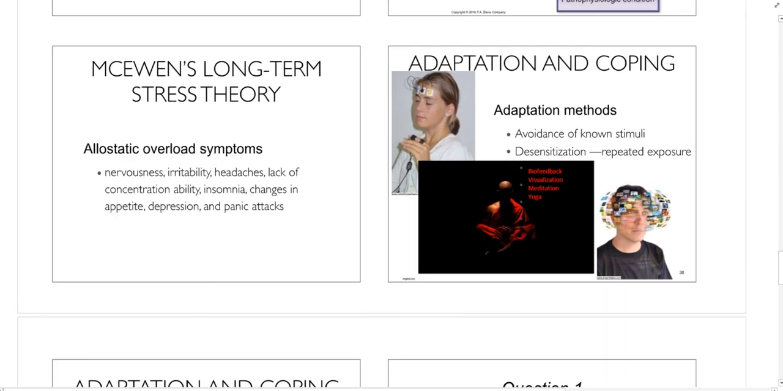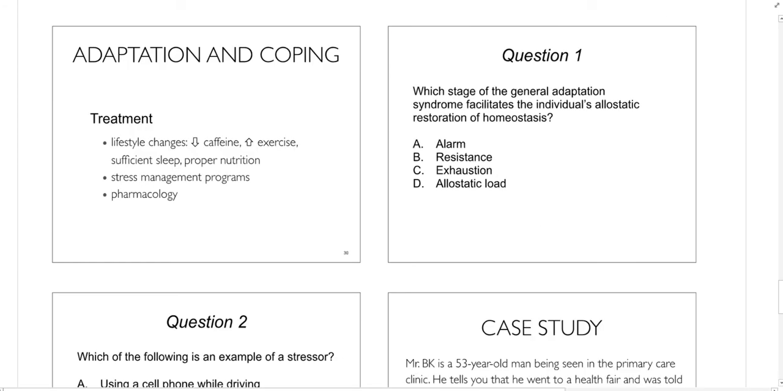Some of the symptoms of allostatic overload include things like nervousness, irritability, headaches, lack of concentration ability, insomnia, changes in appetite, depression, panic attacks. And there are a whole host of adaptation methods. These are a few of them. Some of the things that we can do when at a point of extremely high stress is that we can reduce our caffeine intake, increase our exercise, not to the point of being super intense, but just enough to get our body moving a bit, because we don't want to add to that cortisol release or add to the stress that our body's already experiencing. Make sure we get plenty of sleep, plenty of good nutrition. Look into maybe a stress management program, maybe some pharmacology. Zoloft does wonders, and I think that is it.